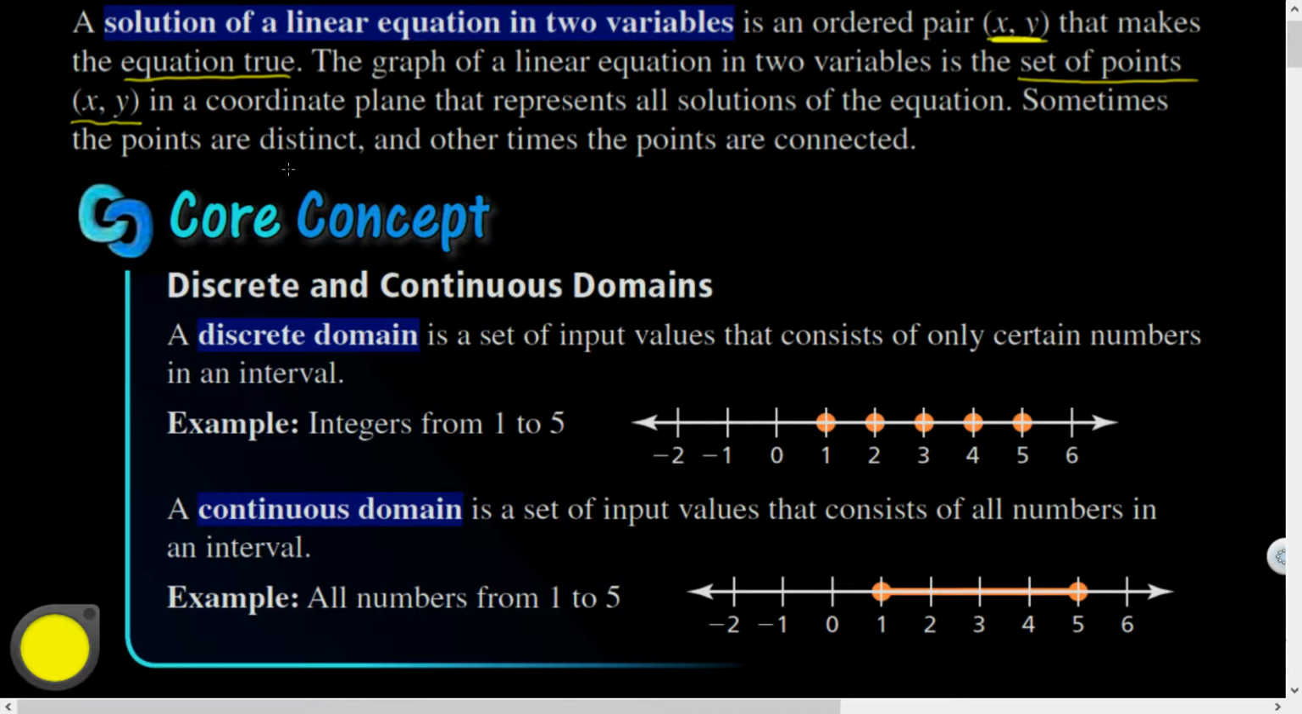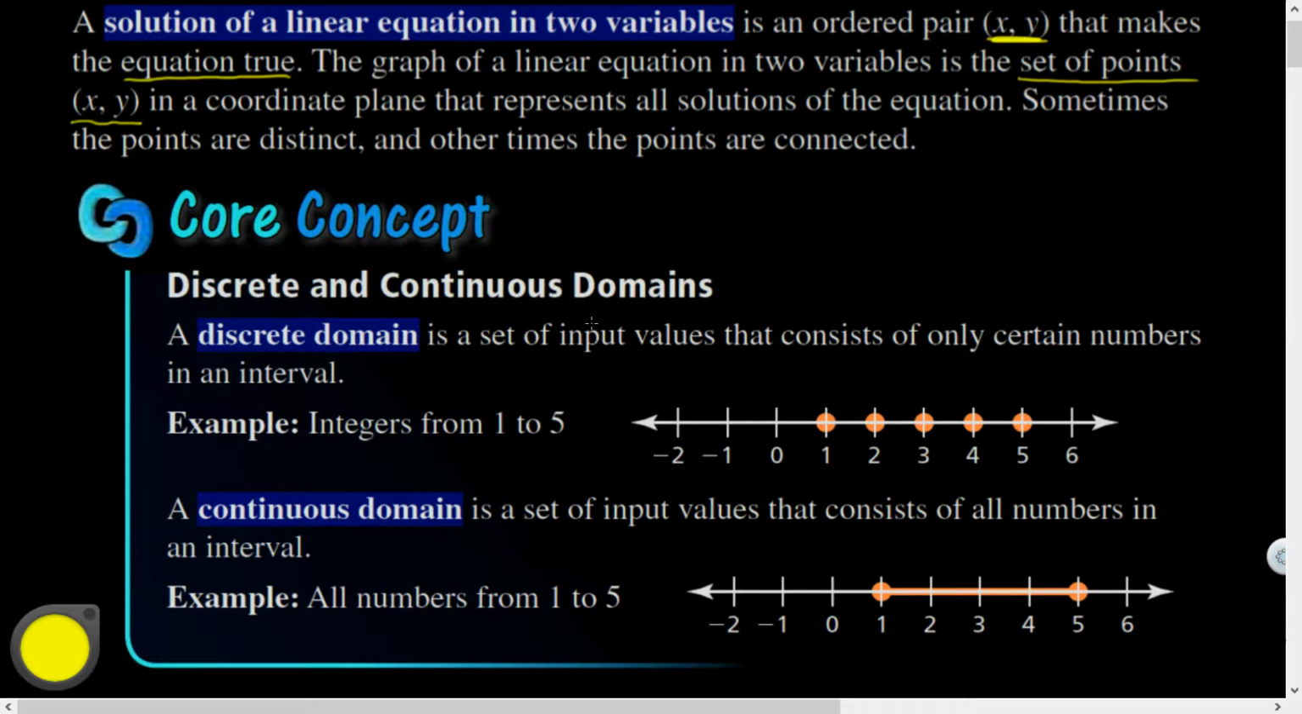Sometimes points are distinct. Think disconnected, discontinuous, and other times the points are connected. So here are some one-dimensional examples of discrete and continuous domains. What do you think they mean by domains there? A domain was the set of possible input values.